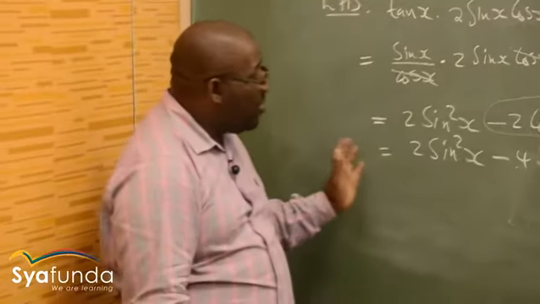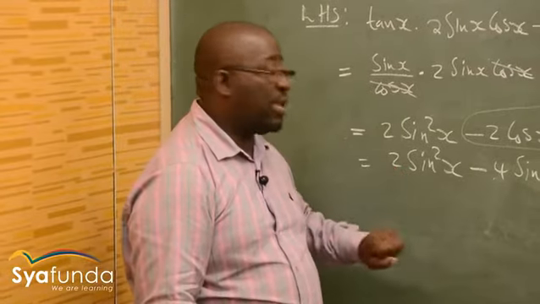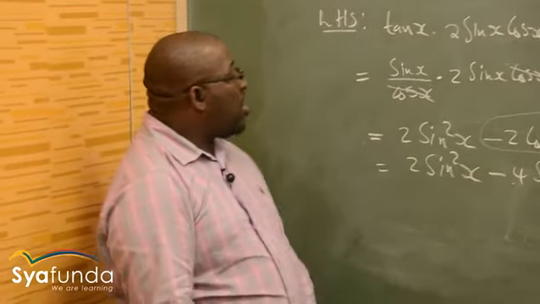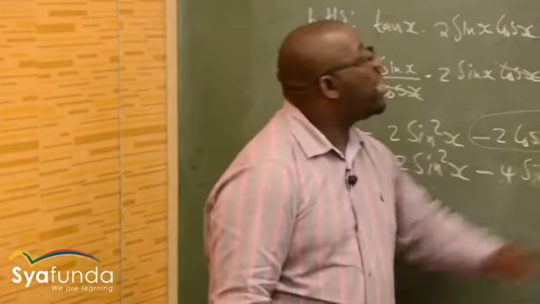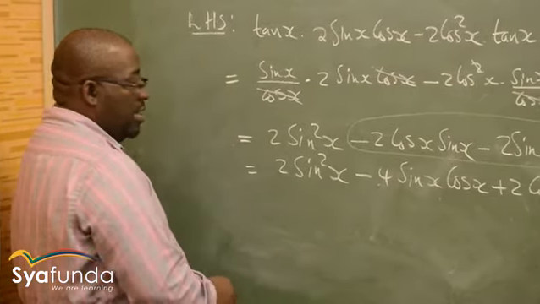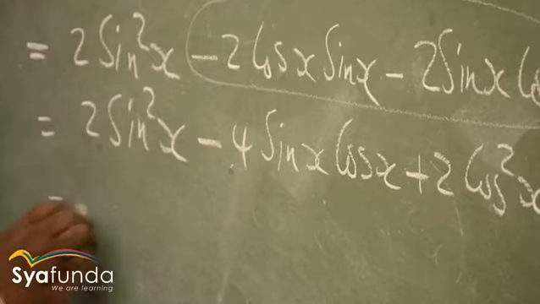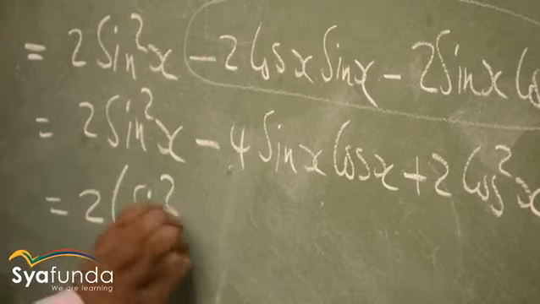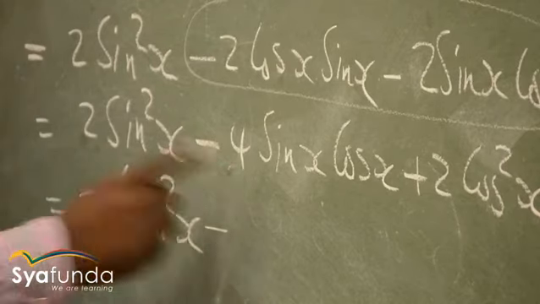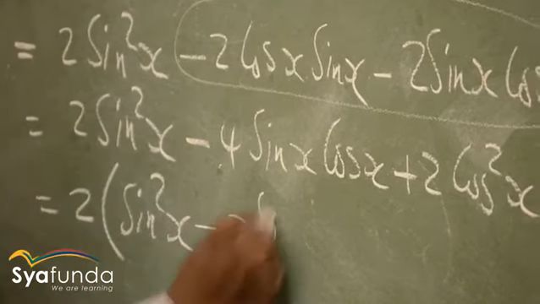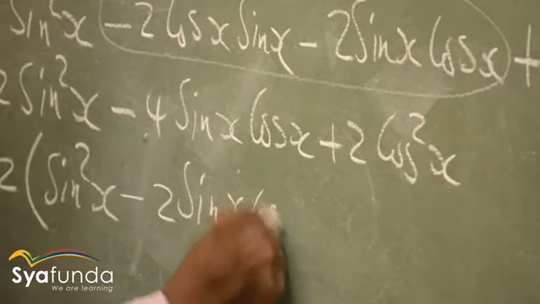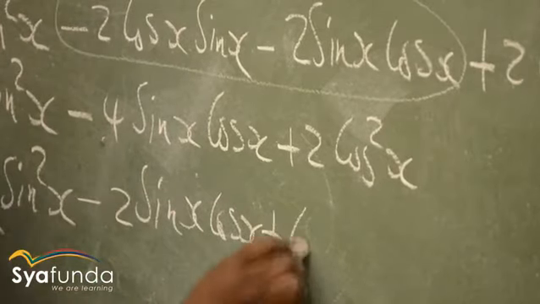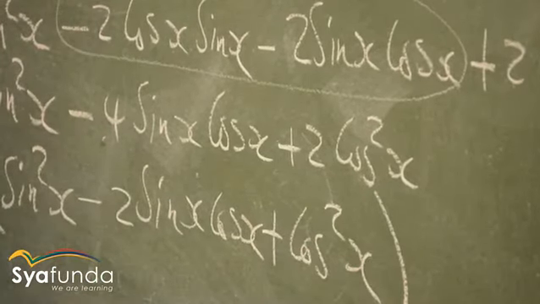It helps to look at the whole problem. This is 2 sine squared x minus 4 sine x cos x plus 2 cos squared x. As I read that, I see a common factor. What is the common factor there? It is 2. 2 becomes my common factor. So this is the same as 2 into sine squared x minus 2 sine x cos x plus, remember I've taken 2 out as a common factor, so I'm only left with cos squared x there. I close the bracket. Don't forget to close that bracket.